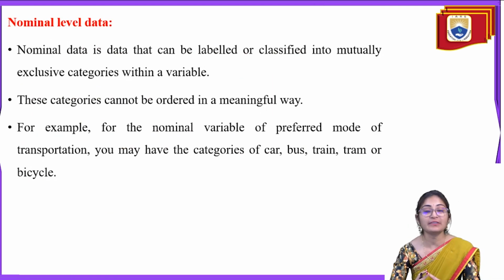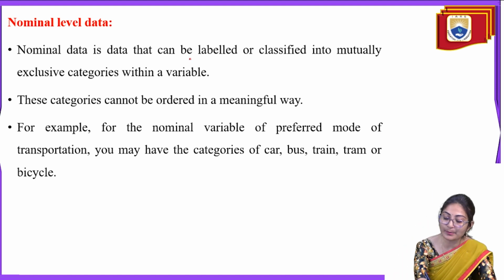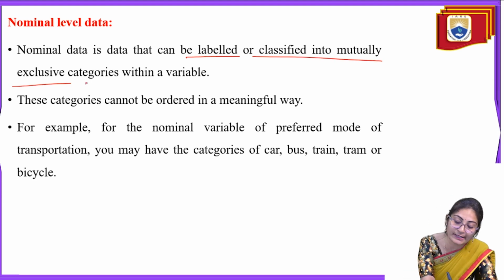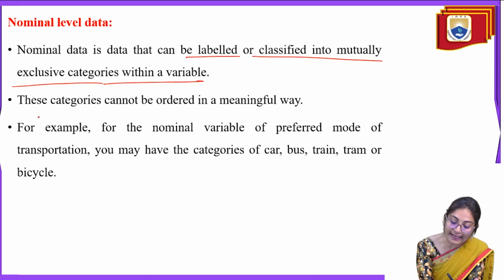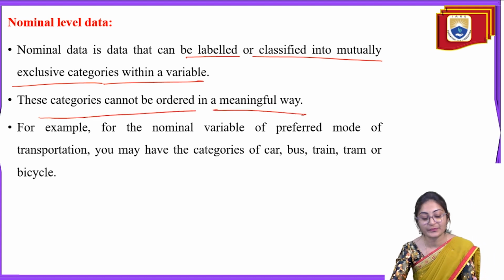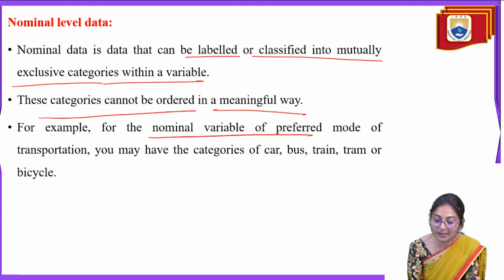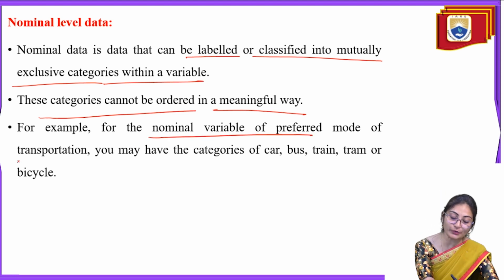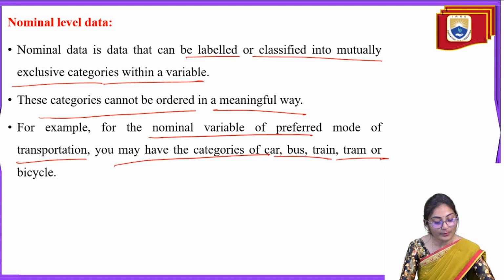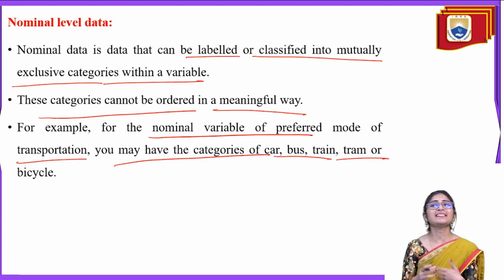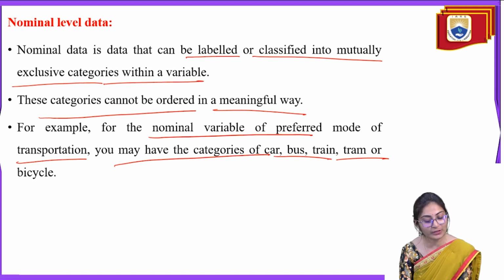Now, nominal level data. Nominal data is data that can be labeled or classified into mutually exclusive categories within the variable. These categories cannot be ordered in a meaningful way. For example, for the nominal variable of preferred mode of transportation, you may have the categories of car, bus, train, tram or bicycle. These are just nominal level data. These categories cannot be ordered in a meaningful way. Just these data are the nominal level.